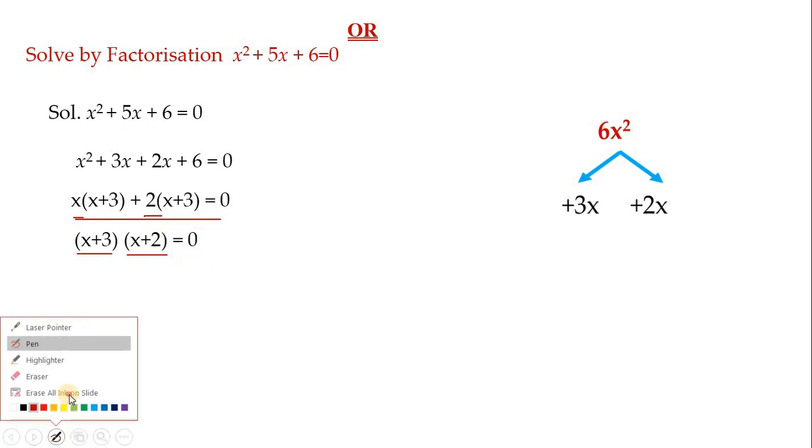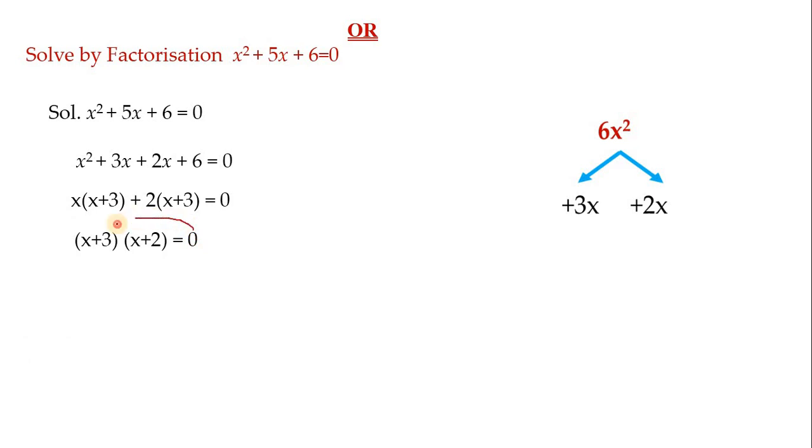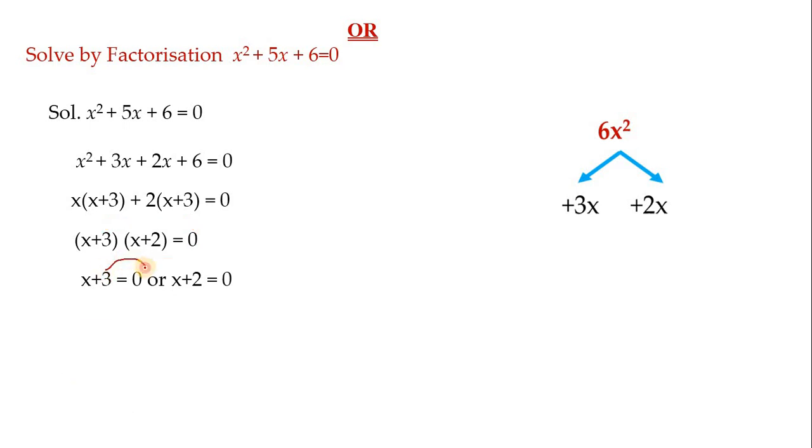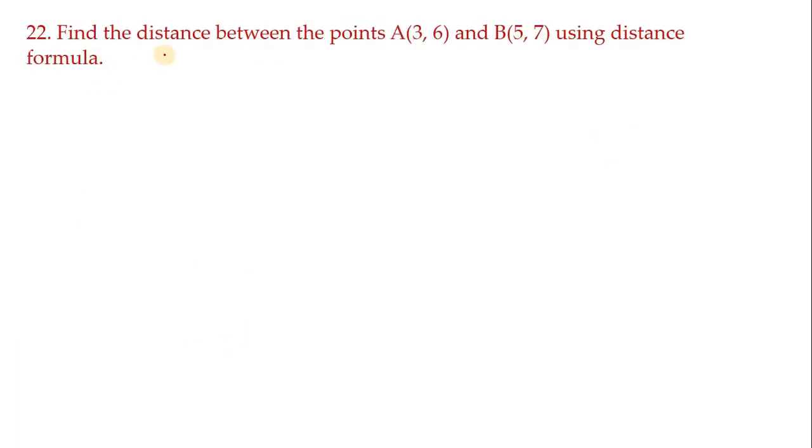Now this 0 is related to this as well as to this. Hence, x plus 3 equals 0, x plus 2 equals 0. Now plus 3 transfer this side, plus 2 transfer this side, we'll get x equals minus 3, x equals minus 2. Next, let us move on to another problem.